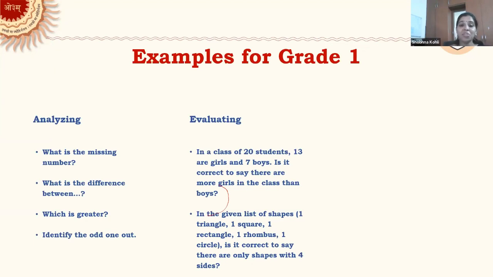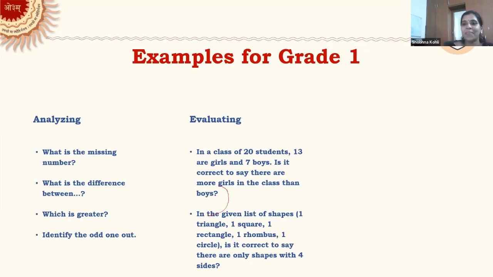So you can see the first question: in a class of 20 students, 13 are girls and 7 are boys. Is it correct to say there are more girls in the class than boys? So he cannot say directly yes or no. Definitely he has to think. He has to analyze: 20 students, how many girls, how many boys? Then he'll compare which is more, which is less, then finally understand what question you have asked. Is it correct to say there are more girls? And finally he'll come to the answer, yes or no.